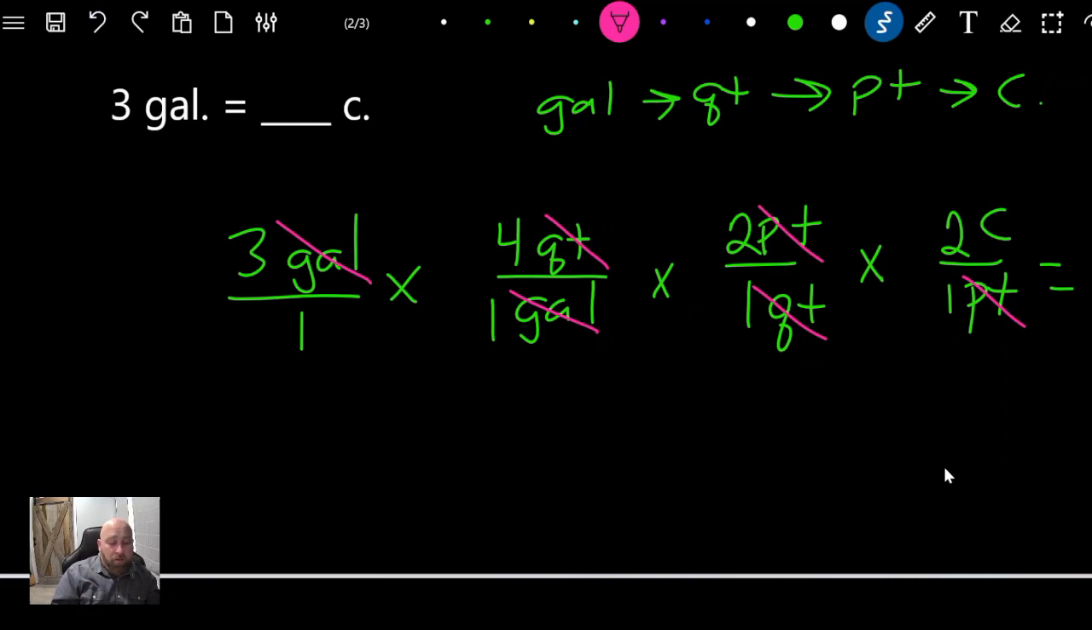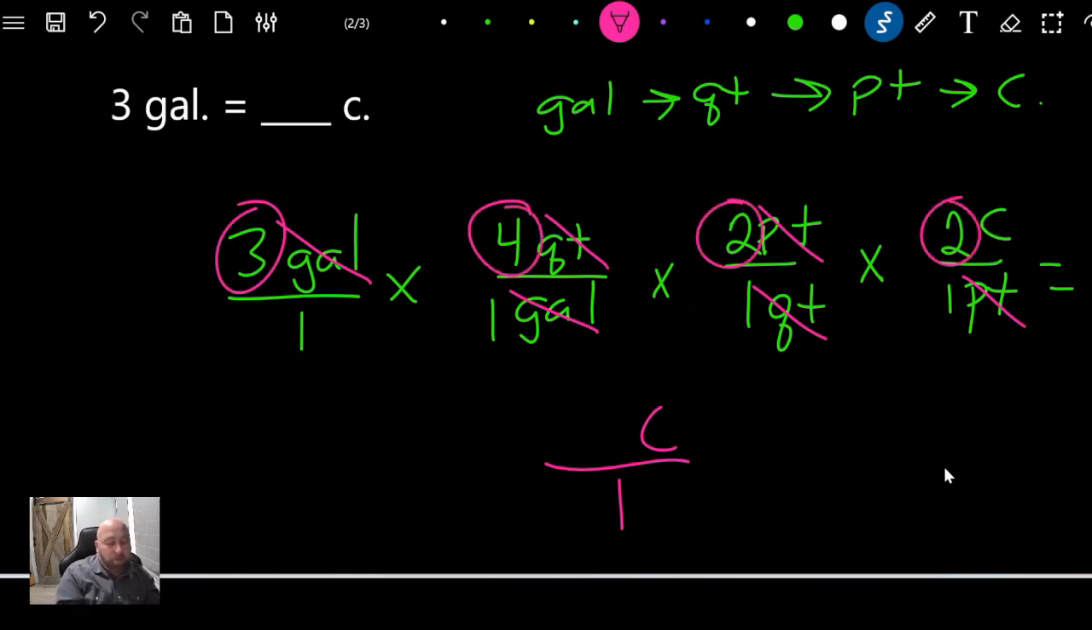So now what we can do is just go ahead and multiply. Look, the denominators, we multiply across and we just get 1. So our denominator is going to be 1. The only letter up here is going to be C for cups. And now we can just multiply our numbers together. So 3 times 4 times 2 times 2. 3 times 4 is 12. 12 times 2 is 24. 24 times 2 is going to be 48. So 48 cups over 1, which equals 48 cups. So our answer is 48.